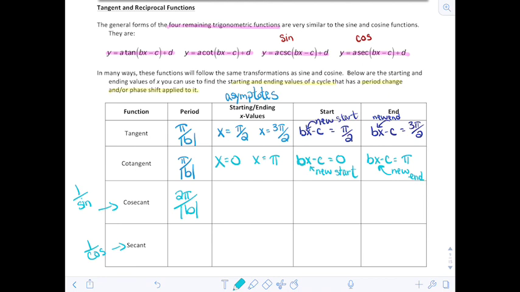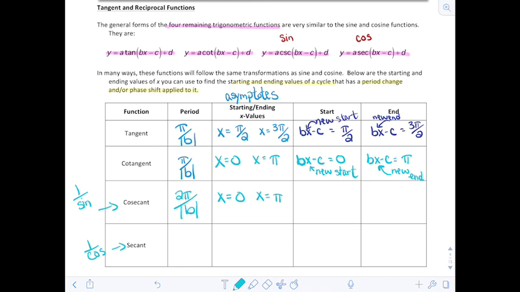Now, for cosecant, where the sine function had intercepts will be where the cosecant will have asymptotes. So the sine function started out at 0, so the first asymptote would be at 0, and the second one would be at pi.